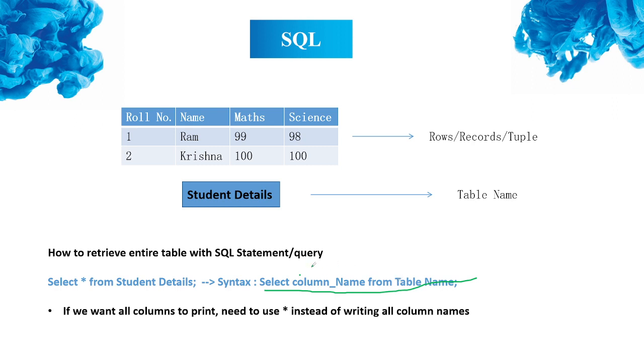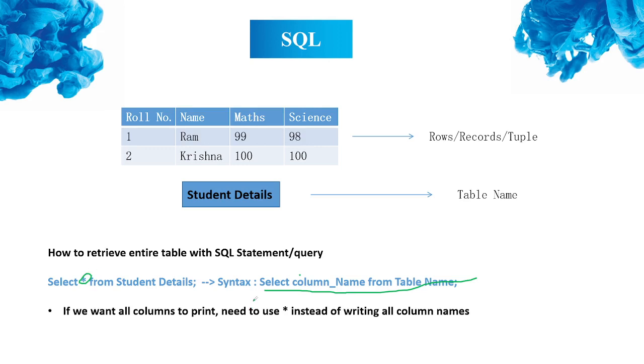If we want to know only the maths and science marks along with the roll number, and we don't want to see the names of the students, we can directly write select roll number, maths, science from the table name, that is student details. If you want to see all the columns in a table, we need to use the star here. This represents all the columns. If we use this star, it will print all the columns in the table.